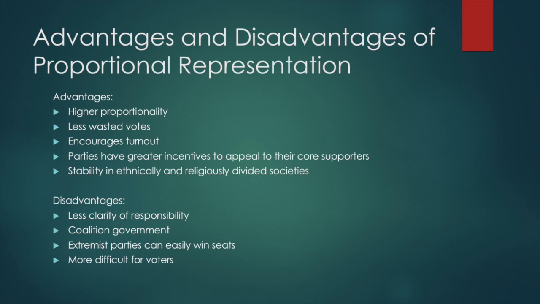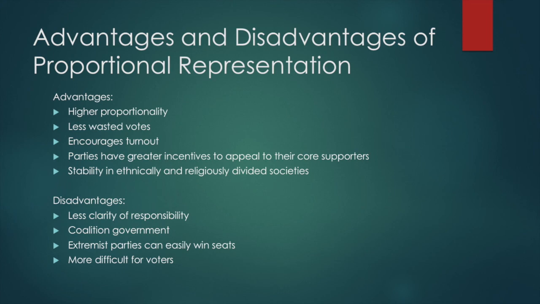Lastly, proportional representation can provide more stability in ethnically and religiously divided societies. For example, if there are severe religious divides between two sides in a country, proportional representation would work a lot better than majoritarian rule, as both sides would be represented, and the teamwork could promote cohesion.